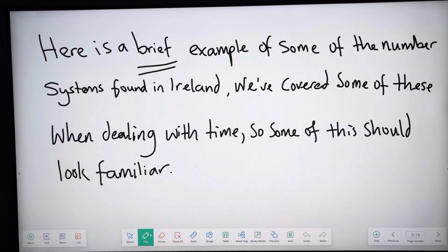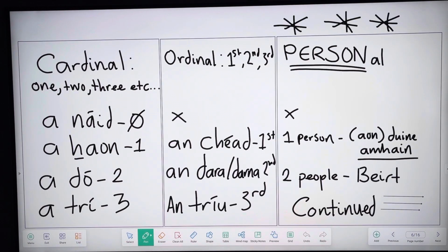So here's a brief example of some of the number systems found in Irish. We've covered some of these when dealing with time, so some of it should look a bit familiar. So the cardinal, that's the ones we've already counted and covered: 1, 2, 3, etc. Or the examples there, a náid for 0, a haon for 1, a dó for 2, a trí for 3.